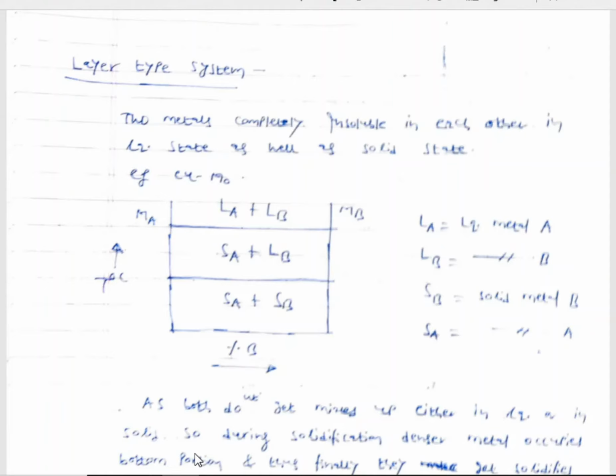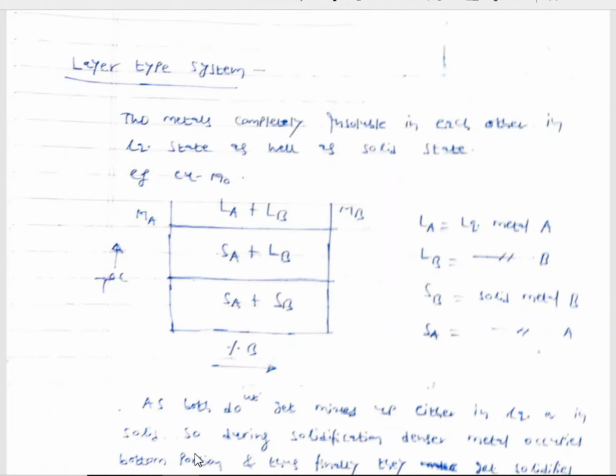Third one, two metals completely soluble in each other in liquid state but partially soluble in each other in solid state is called partial eutectic system. And now the fourth type of example we are going to see: two metals completely insoluble in liquid state as well as in solid state. So example is copper, molybdenum. A typical diagram will be like this.